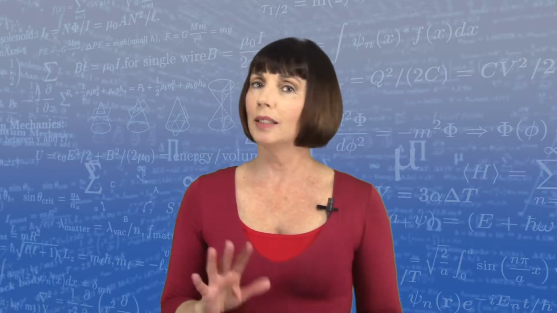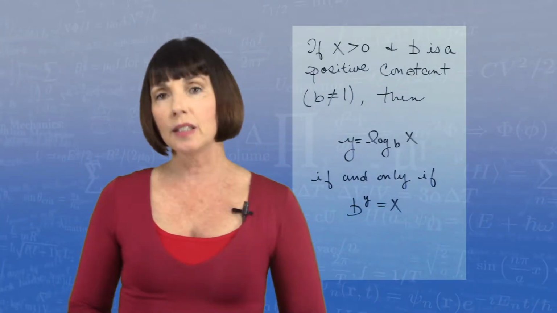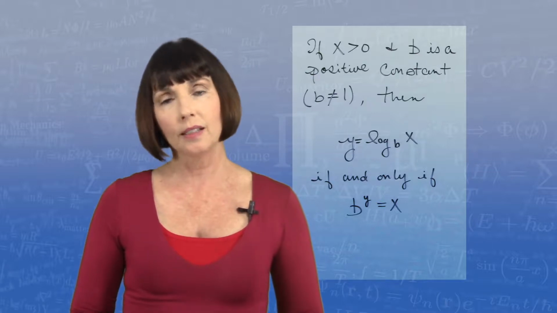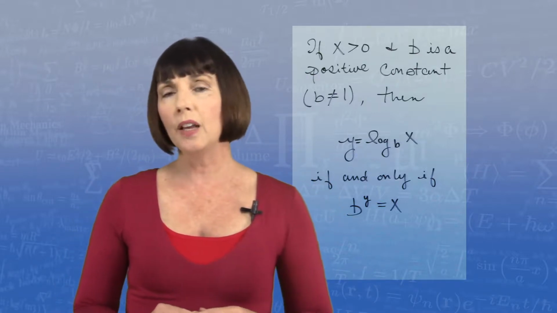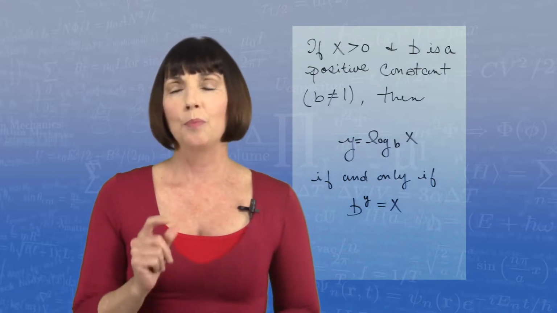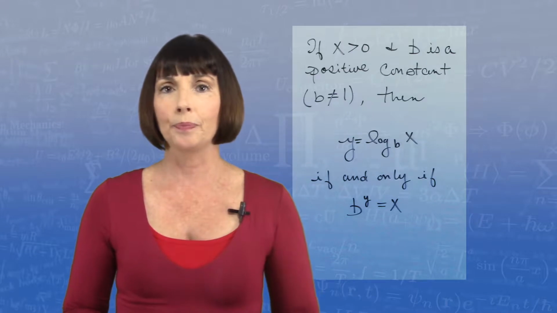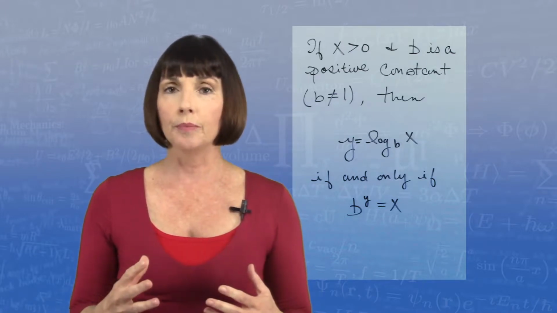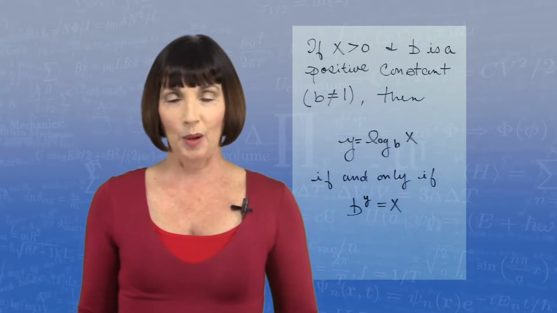Logarithms can seem a little strange when you see them at first, but they're no more complicated than exponents. Here's a definition for you. If x is greater than 0 and b is a positive constant not equal to 1, then y equals log b of x if and only if b to the power of y equals x. So let's look at this a little bit. Y, our logarithm, is the exponent. The logarithm is the exponent.